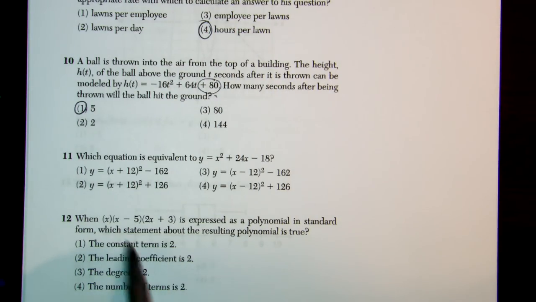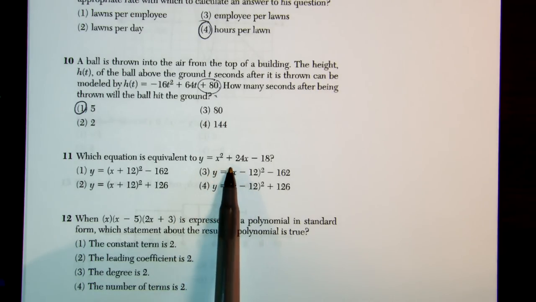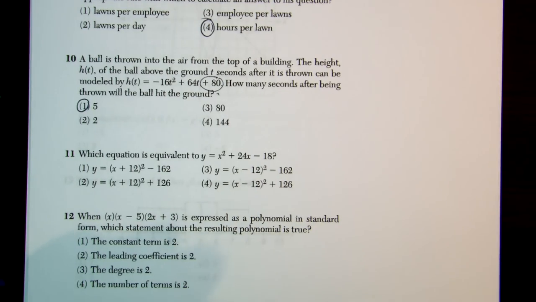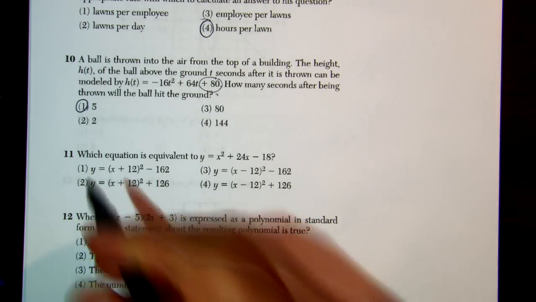Which equation is equivalent to y equals x squared plus 24x minus 18? Again, this is something where you can use FOIL and take a look, or you could solve that by perfect squares. But I think for right now, we'll just use FOIL as a good exercise. And the answer here is going to be choice 1.